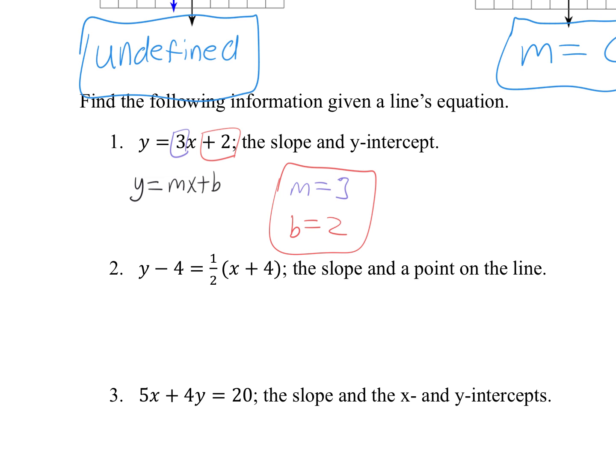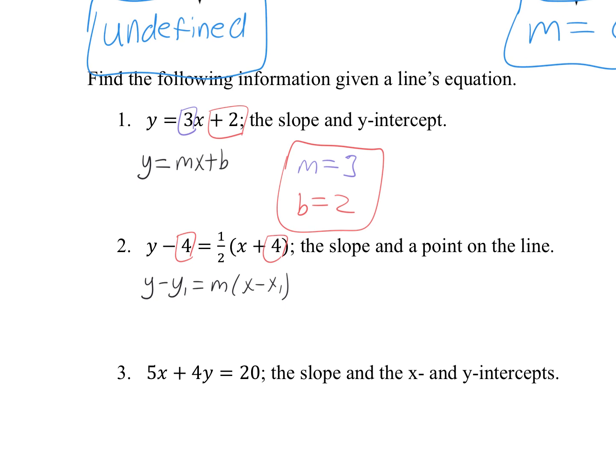Remember, point-slope form, you're given a point, you're given a slope. It's going to be y minus y1 equals m times x minus x1. y1 and x1 are the coordinates of your point. So I'm going to have that 4 and negative 4 are going to be x1 and y1.